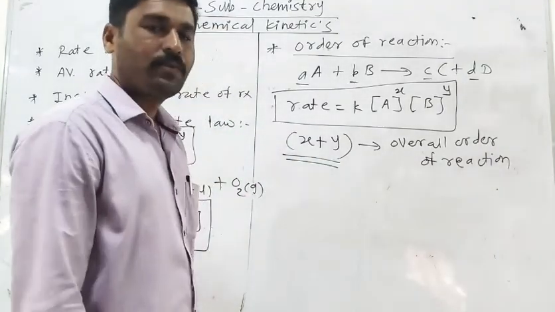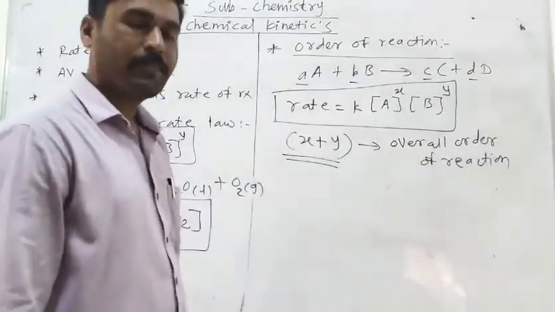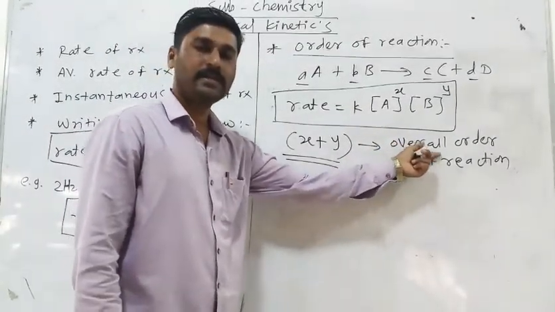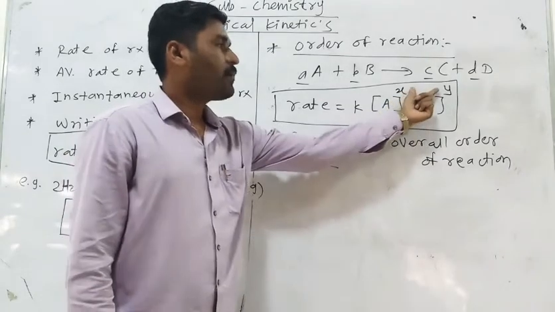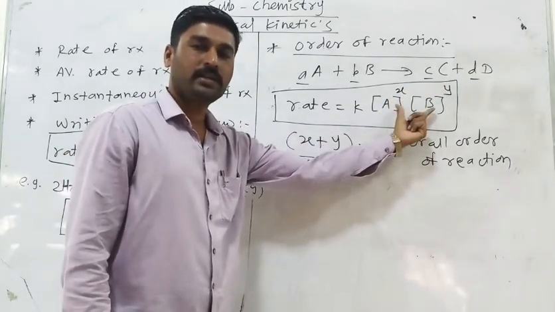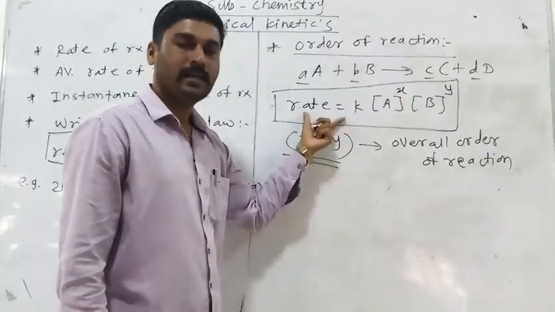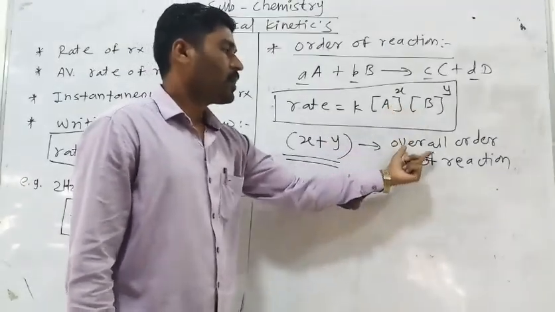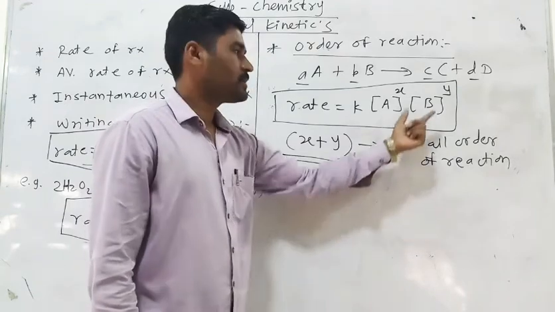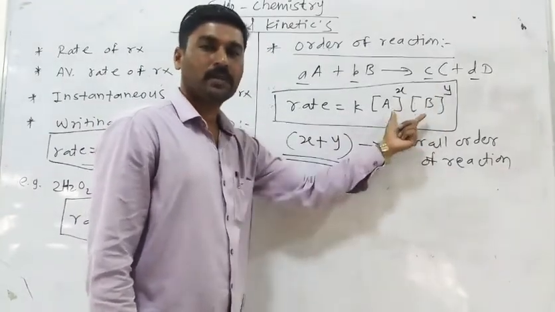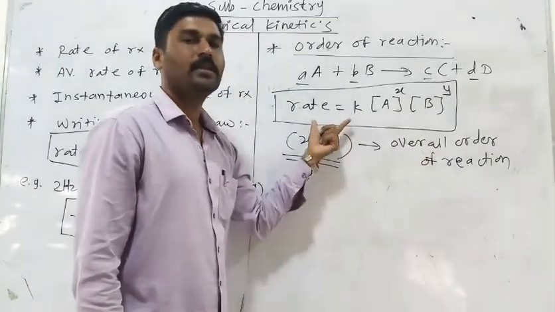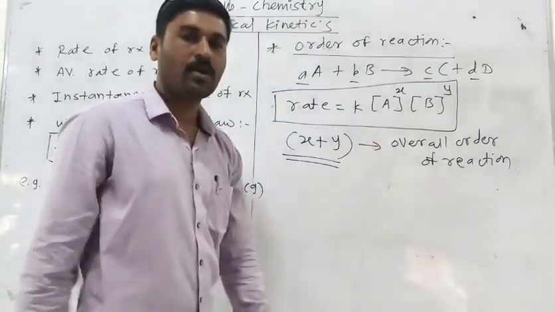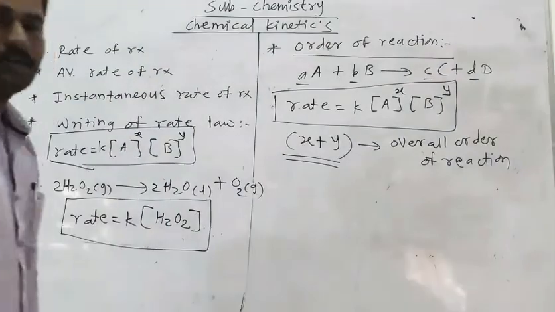On that basis, we define the overall order of reaction. It is the sum of the powers of concentration terms in the rate expression or in the rate law. Again, the overall order of reaction is the sum of the powers of the concentration terms in the rate equation or rate expression, that is known as the overall order of reaction.